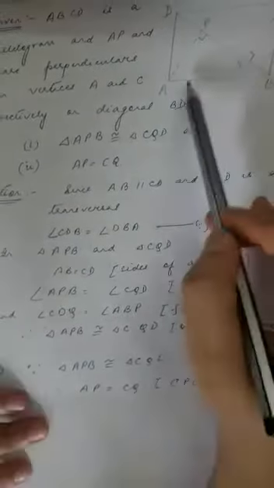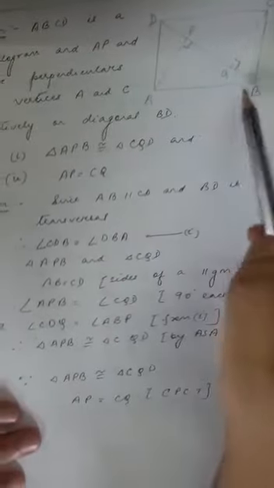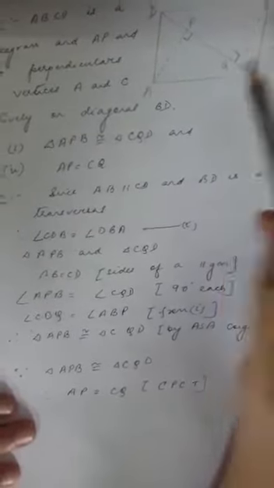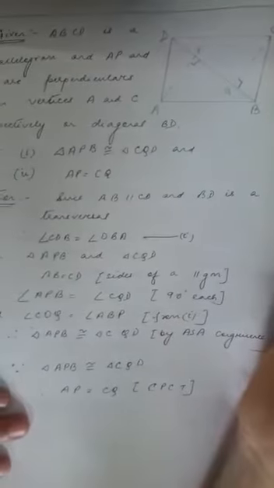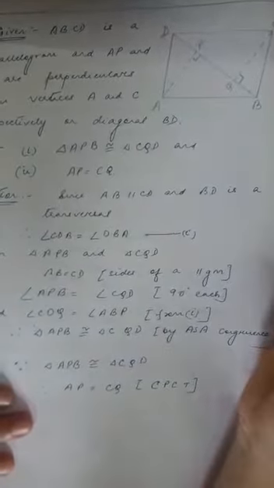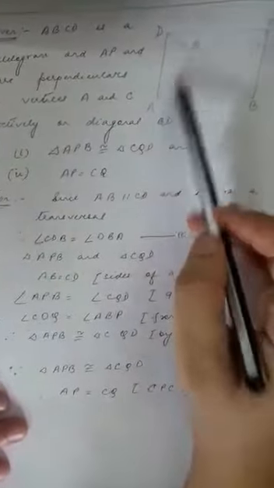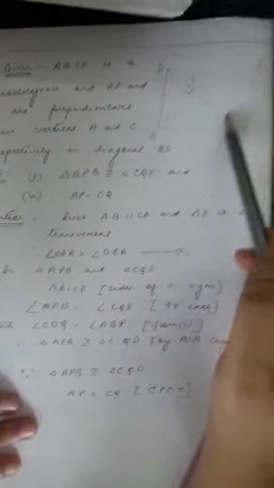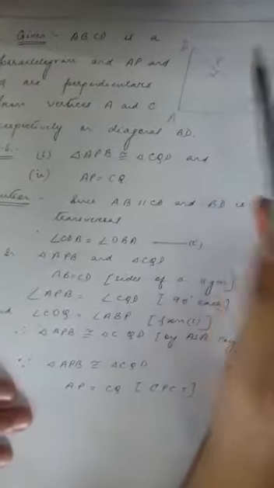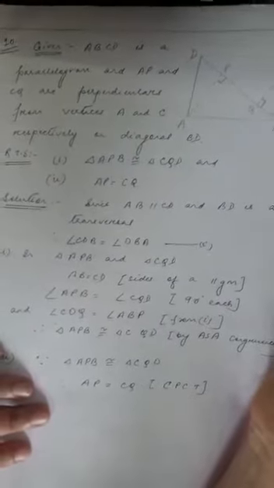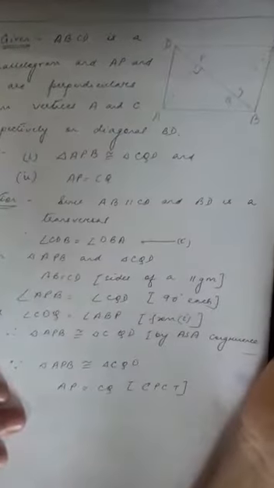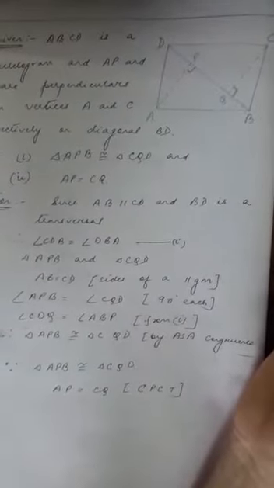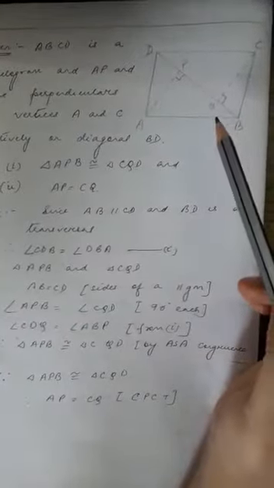So for this, AB is parallel to CD, we know, and BD is the transversal. Therefore, angle CDB is equal to angle DBA, alternate angles. Now, in triangle APB and in triangle CQD, we have AB is equal to CD. These are the sides of a parallelogram. Again, angle APB is equal to angle CQD because they are 90 degrees each. And from equation 1, we got that angle CDQ is equal to angle ABP.